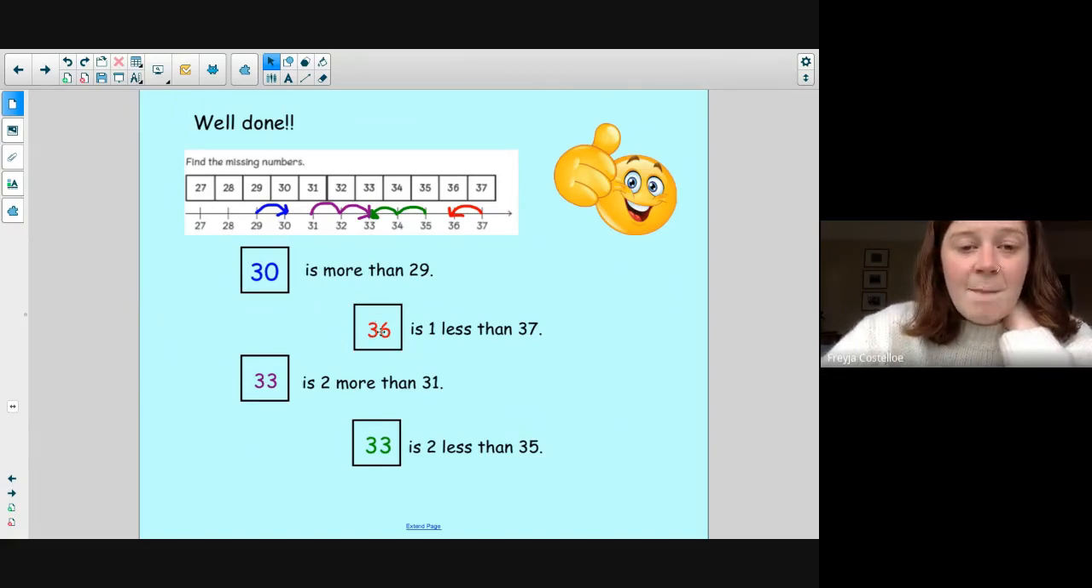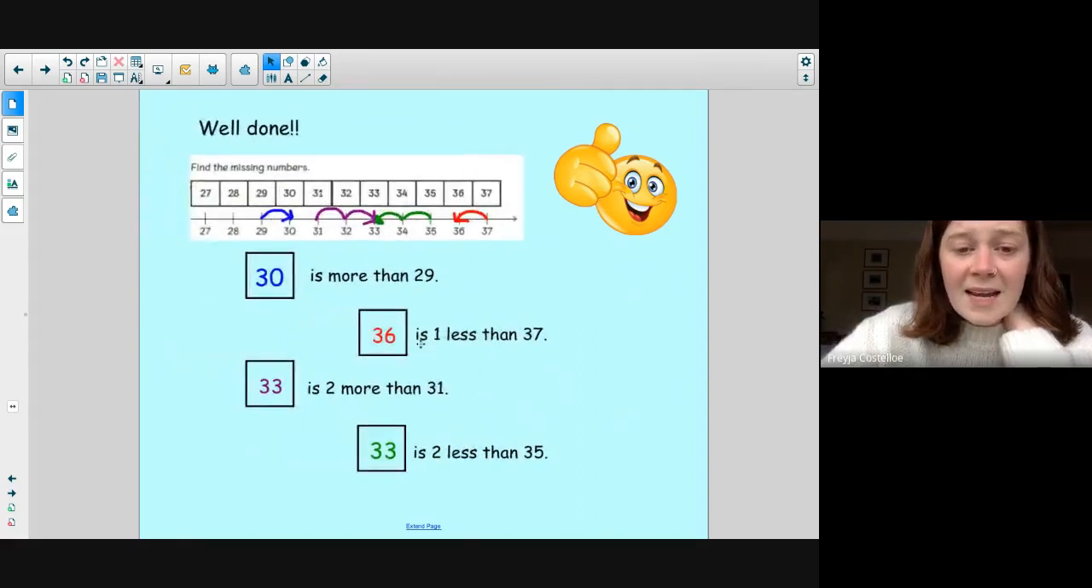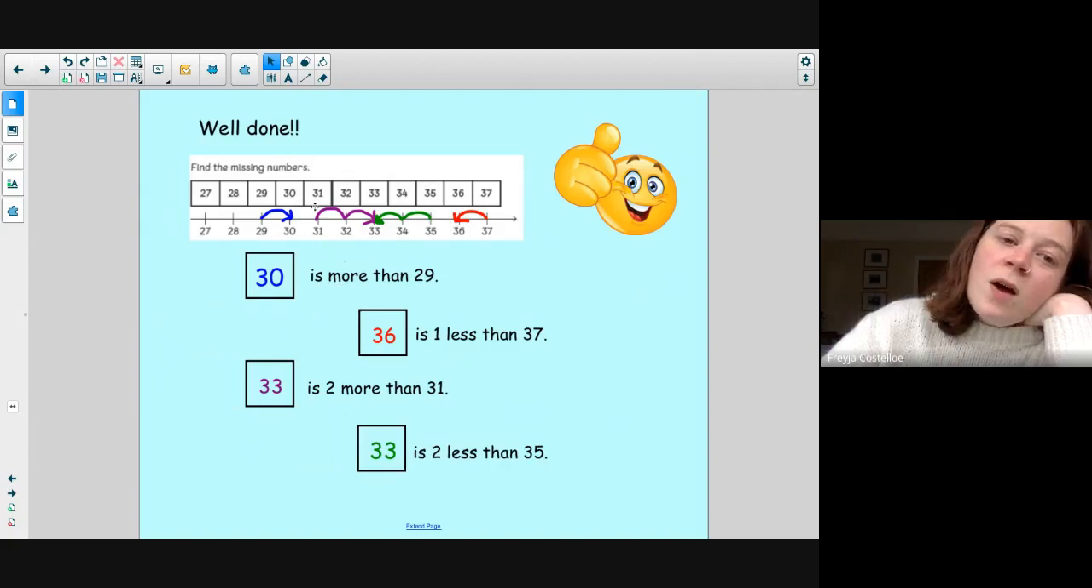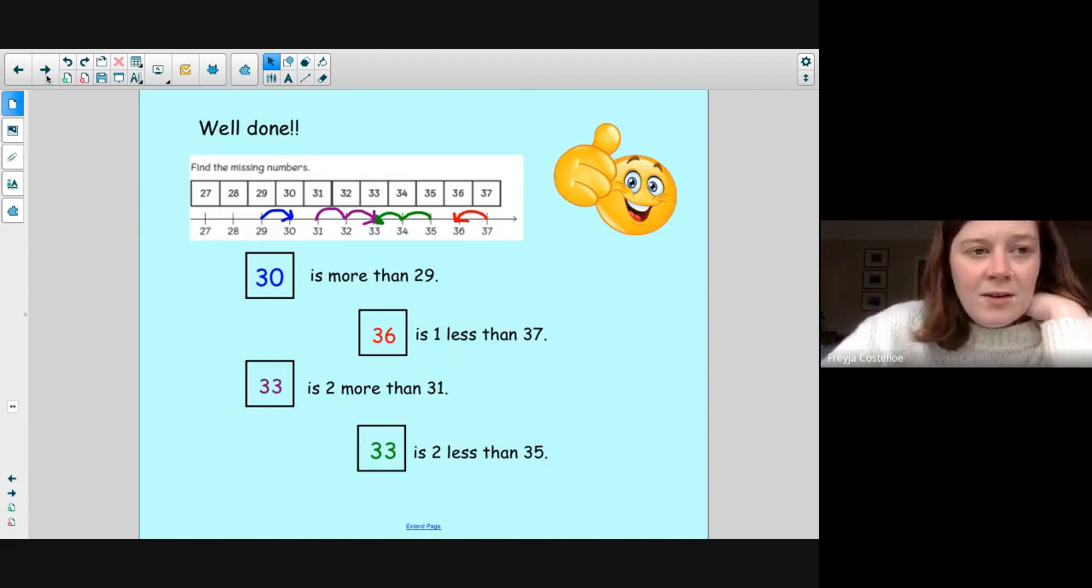We had a number that is 1 less than 37. So I found 37, jumped down 1, 36. We had a number that is 2 more than 31. So 1, 2 jumps up from 31. Got me to 33. 33 is 2 more than 31. And 33 is 2 less than 35. Found 35, jumped down 2, and we are maths superstars.